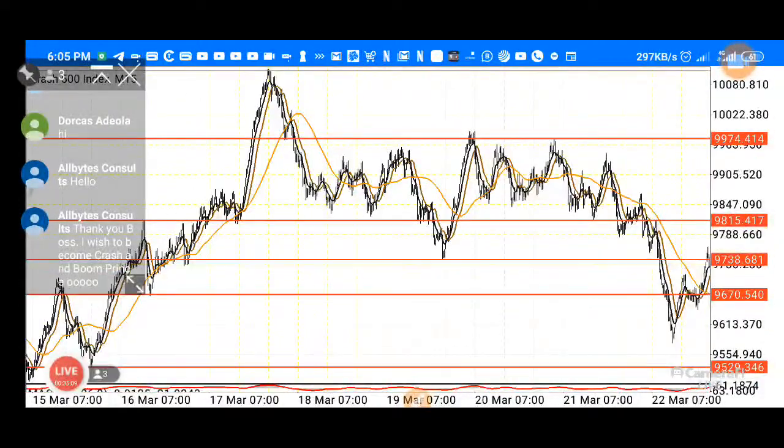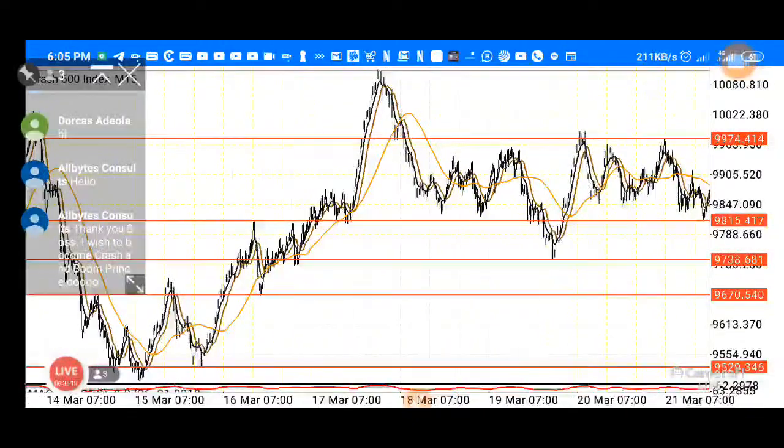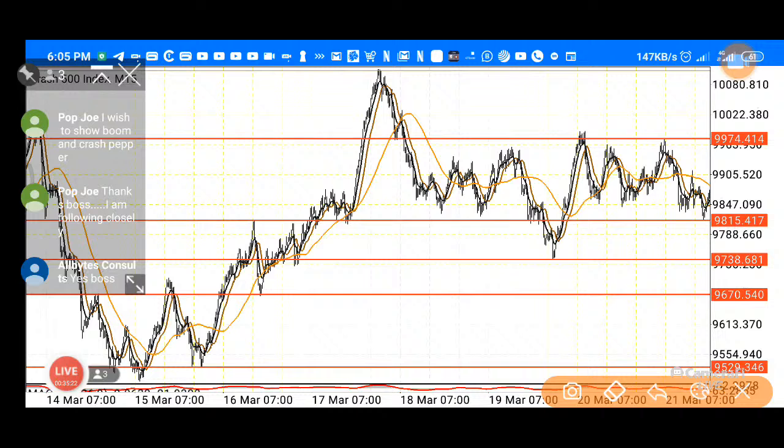So now I've finished drawing my support and resistances. So now I want to use it to scalp boom and crash. Okay, so now let's assume this is the current price. This is the current price. So if this market goes up and touches this level, I'm selling. Maybe after a rebound, after a bounce.